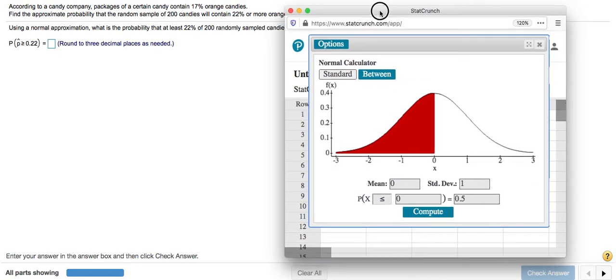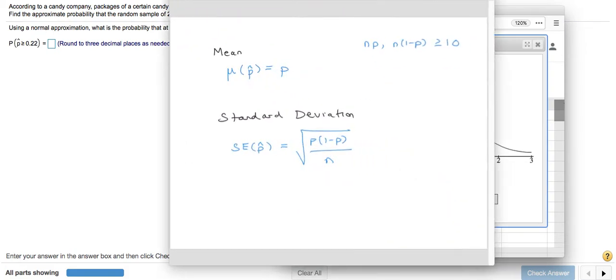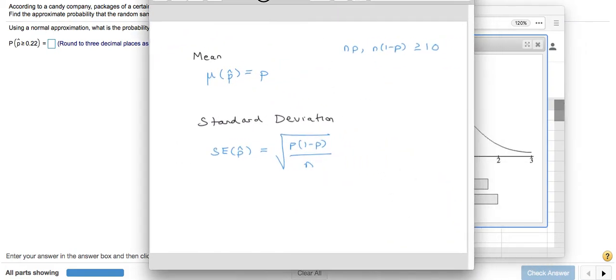In order to use this calculator, we need a mean and a standard deviation, and then we can enter this information over here into here. Well, for starters, for this sampling distribution, what is the mean and what is the standard deviation? It turns out there are formulas for this that I'm going to pull up here.